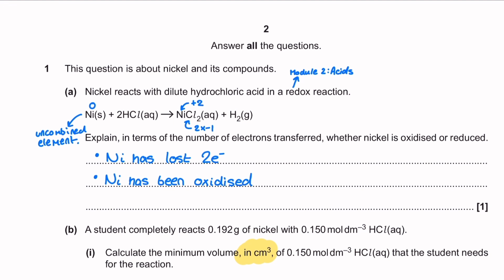We also know that metals get oxidized when they react with acids, in accordance with Module 2 of the specification in the acids topic. And so here I'm writing in my answer space that nickel has lost 2 electrons, and I'm emphasizing that that means the nickel has been oxidized.